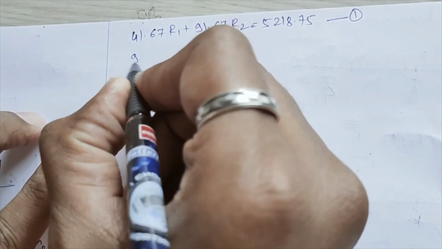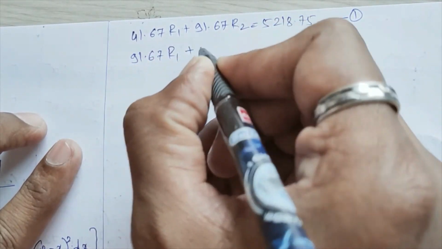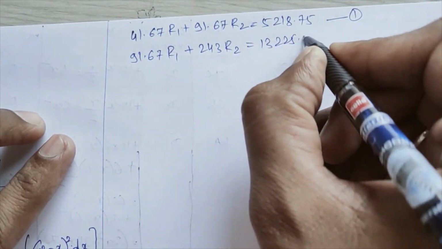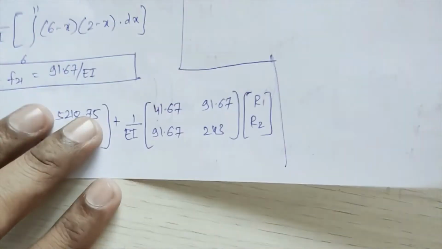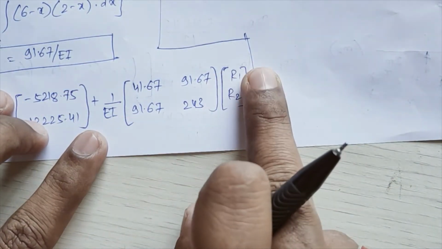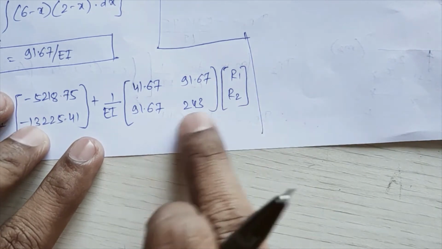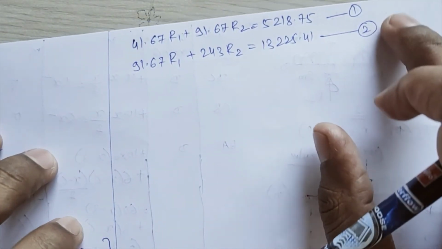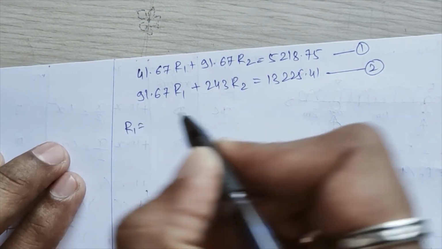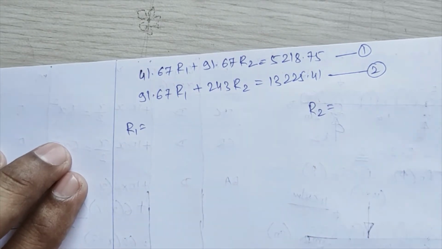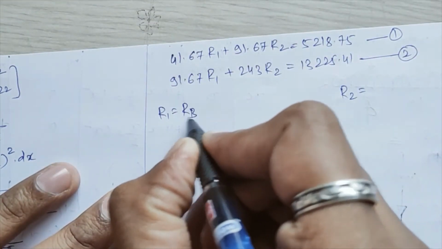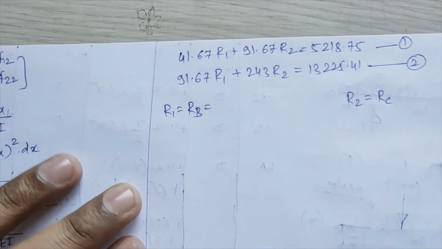In the same way, the second equation I will get as 91.67 of R1 plus 243 of R2 is equal to 13225.41, as my equation number 2, row multiplied by column. I'll solve these two equations simultaneously for the values of R1 and R2. R1, which we assumed as the redundant force RB, and R2, which we assumed as the redundant force RC. So R1 will give me the value of RB, and R2 will give me the value of RC.